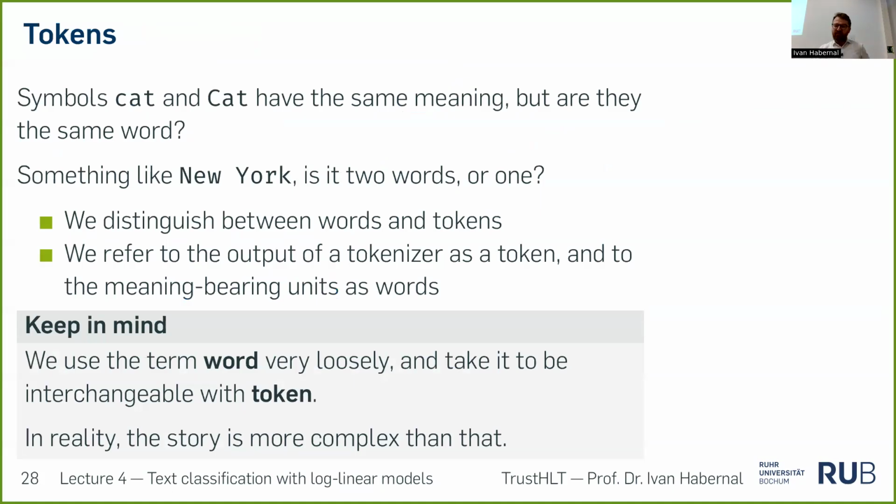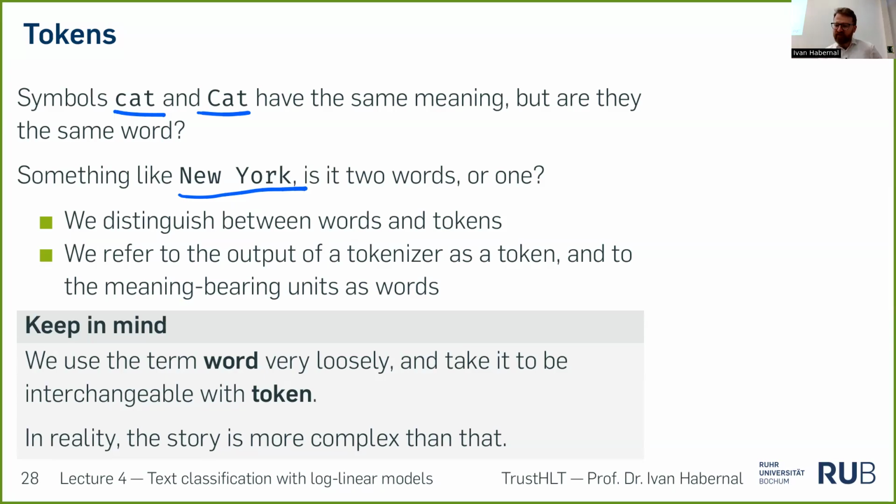And the thing is, again, the tokens "cat" and "Cat" with a capital, they have the same meaning, but are they the same word? Who knows? Is New York one word or two words? And all these things. This is kind of arbitrary and tricky and depends really on the application and what we're using. Typically, we're just going to tokenize everything by white space and let the model handle everything. Sometimes you can make arbitrary decisions.